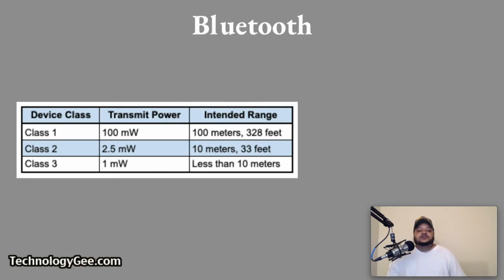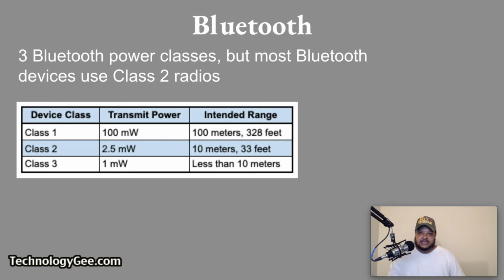There are 3 Bluetooth power classes, but most Bluetooth devices use class 2 radios. So these are the power classes, device classes, and the intended range. The average Bluetooth is good for about 10 meters or 33 feet.